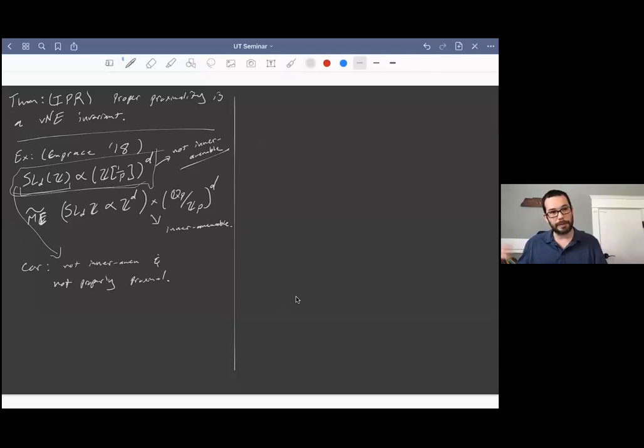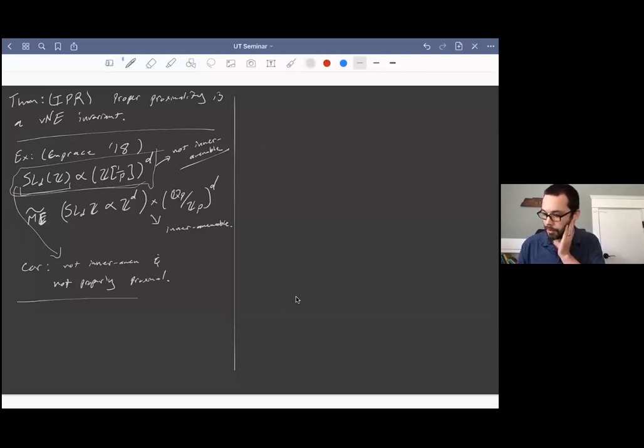So there was maybe some initial hope, some thought that maybe proper proximality was just non-inner-amenability. But this example now shows that it's actually a more complicated notion, this notion of proper proximality. And yeah, I think there are potentially interesting things coming out of that.